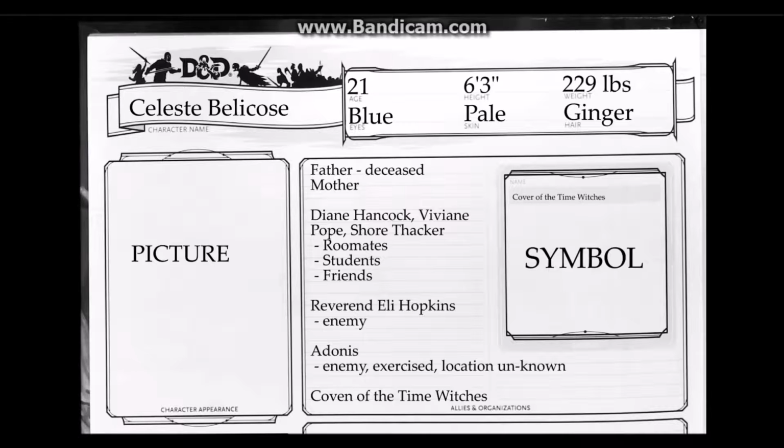So as you can see, I have Celeste's parents. Her father is deceased, her mother is alive, but there's just not a lot of information about her because it's been a while. Down here are Diane Hancock, Vivian Pope, and Shore Thacker. Those are her roommates, her friends, and her students. These are also wizards in training.